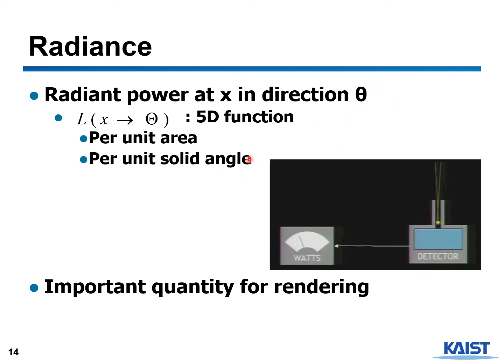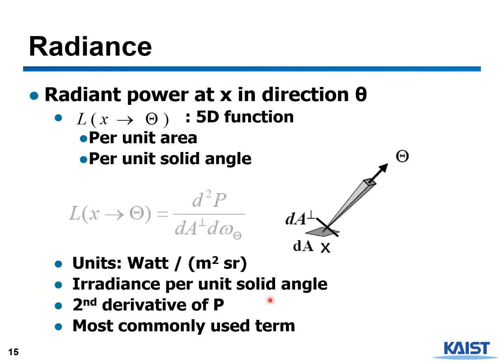The measuring of the radiance can be visualized like this. Basically we want to measure the energy at a particular point and in a particular direction. This is an important quantity for rendering. The radiance is defined by the second derivative of power divided by dA. Here I use the notation dA orthogonal, because the radiance is defined on the orthogonal space.